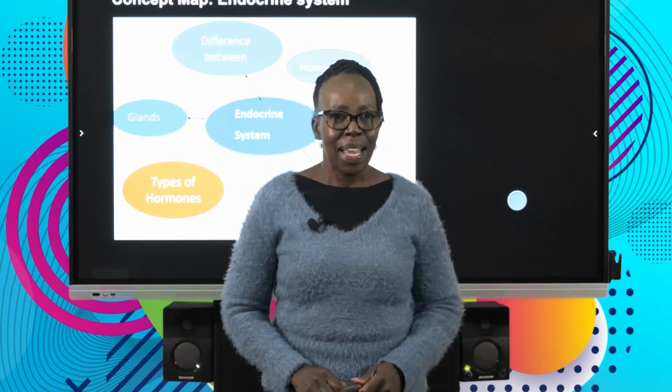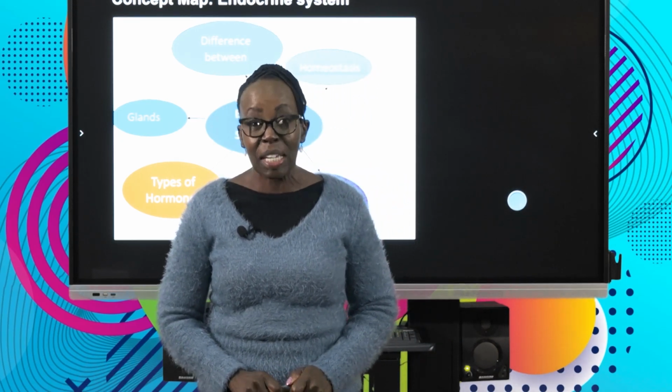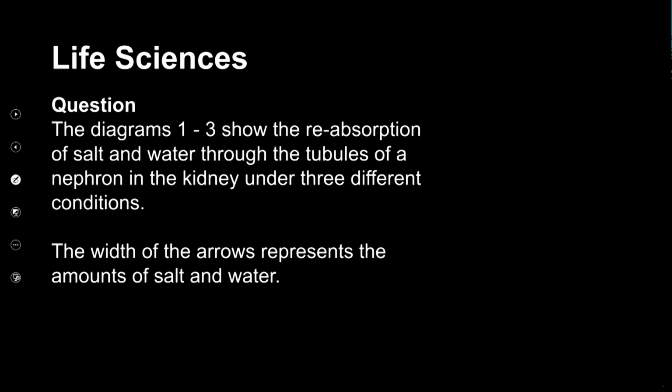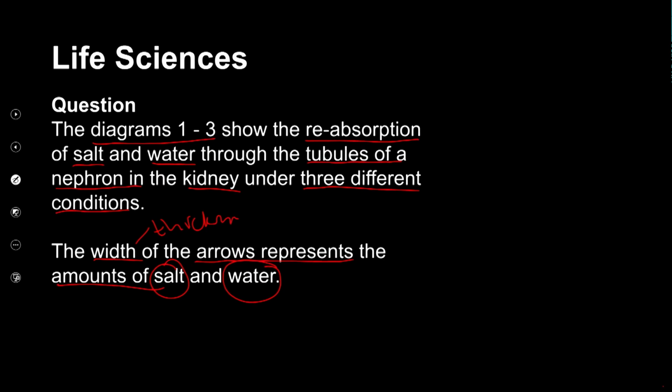Welcome back, guys. Let's now do the application of the information and knowledge that you gathered. Let's look at the questions now. The first question, we're having 3 diagrams where they show the reabsorption of salt and water through the tubules of the nephron. The nephron is found in the kidney under 3 different conditions. So we are looking at the width of the arrows that represent the amount of salt and the amount of water. The width here, we're talking about the thickness of the arrows.